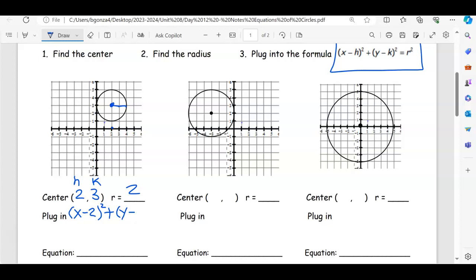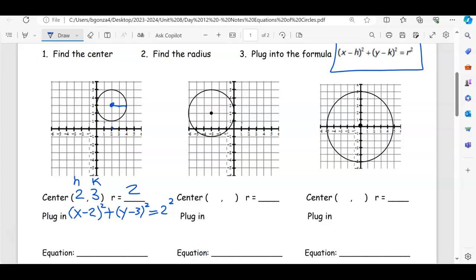K is the y value of the center, which is 3, right? So it's going to be y minus 3 squared in parentheses equals, and then it's r squared. So what is my r? 2. I'm going to write 2 squared.